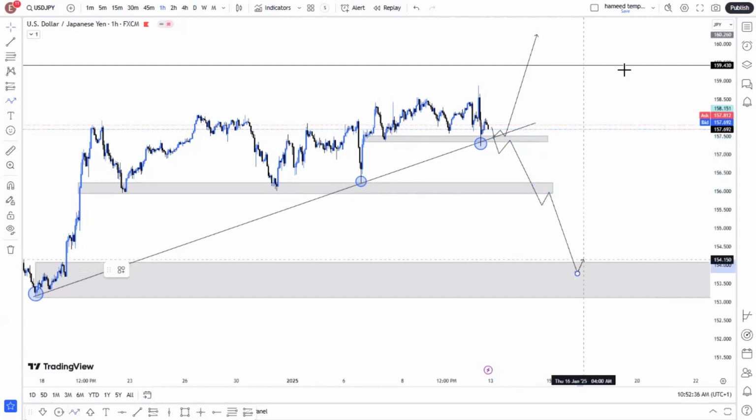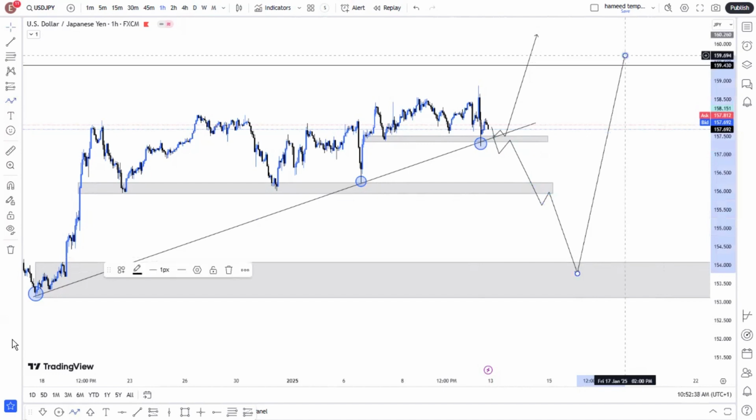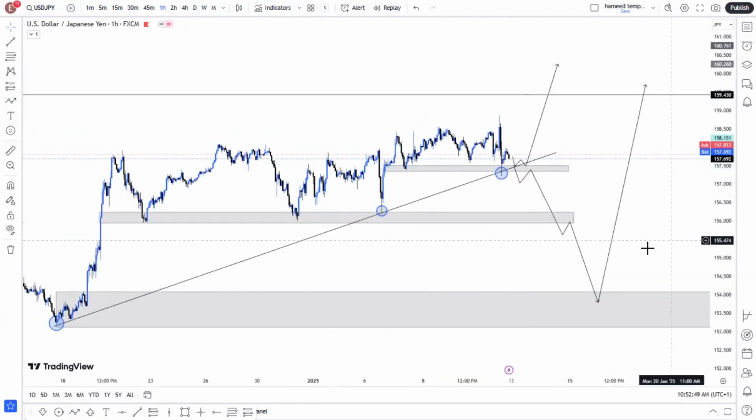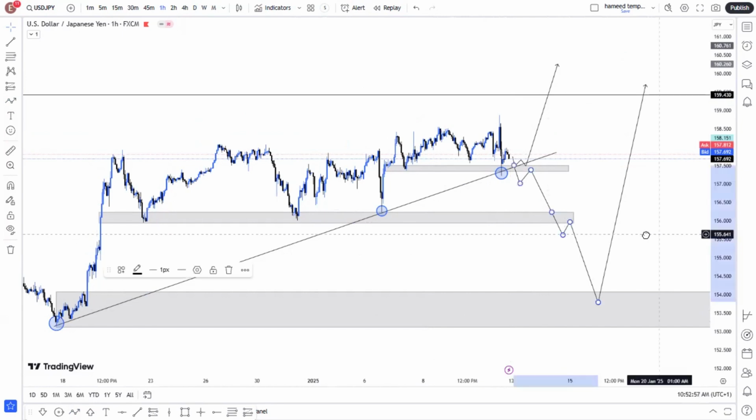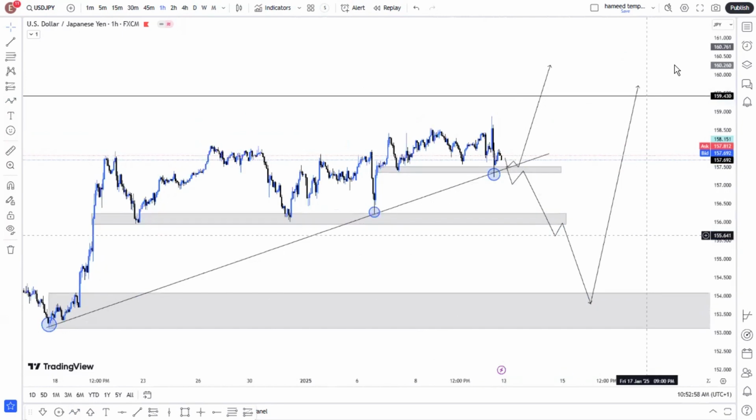So from here, it can then move up, because remember, this zone here is on the daily time frame. It's a strong demand zone on the daily time frame. So that's what I'll be expecting on USDJPY here, or if it comes here, then I'll be expecting a buy from here. Do you get my analysis? So that's it. Let me save this.